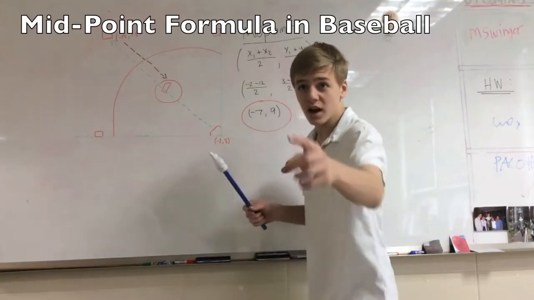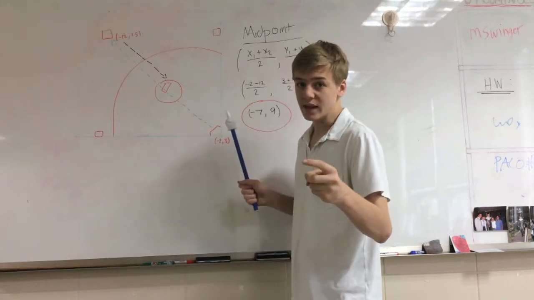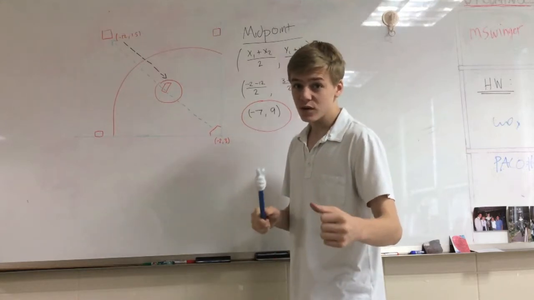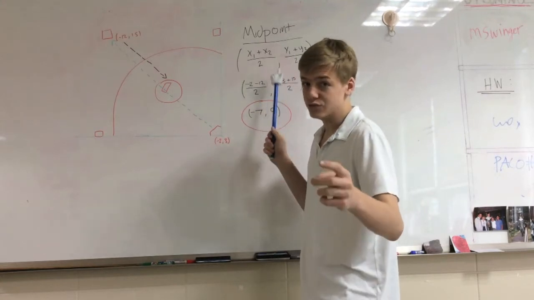Alright, Richard, so you caught the ball at second base, and you threw it back to the pitcher, which is right between second base and home base. So that's the midpoint. And to find the midpoint, you're going to use this formula: (x1 plus x2) divided by 2, comma, (y1 plus y2) divided by 2.